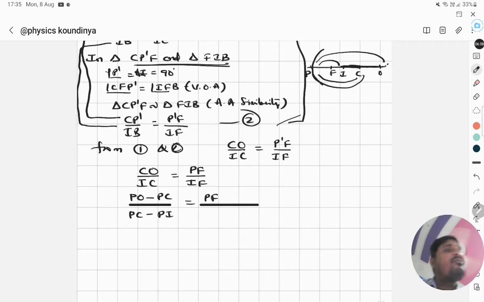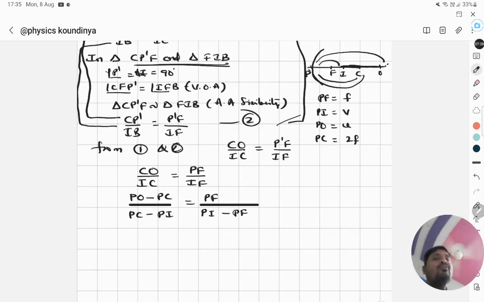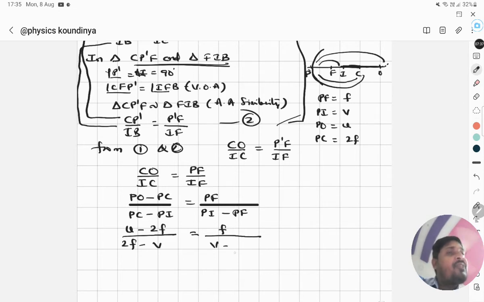And in the place of IF, what can we write? IF can be written as PI minus PF. Now tell me, what is PF called? Focal length. And what is PI called? Image distance. What is PO called? Object distance. What is PC called? Twice the focal length. So we'll substitute those values here. PO means U minus PC, which is 2F, over PC, which is 2F minus PI, which is V, equals PF, which is focal length, over PI, which is V, minus PF, which is F.